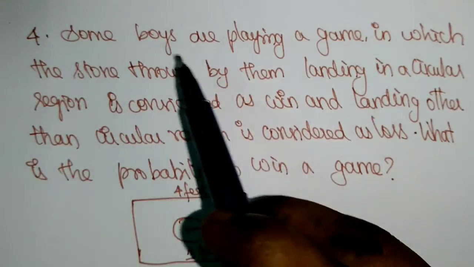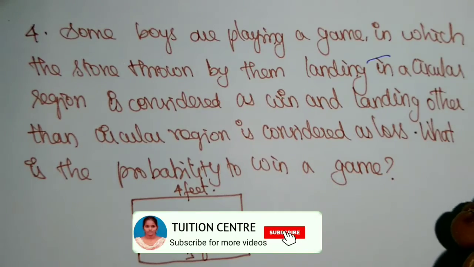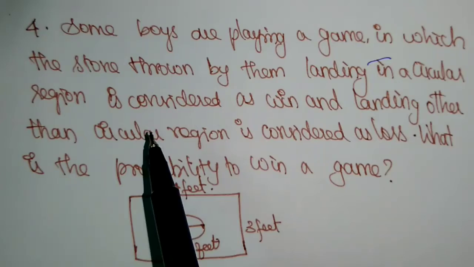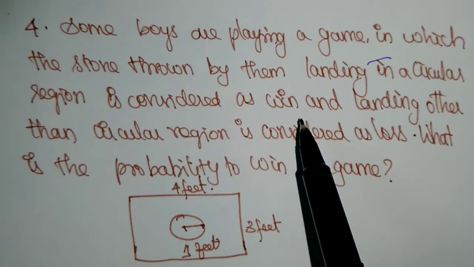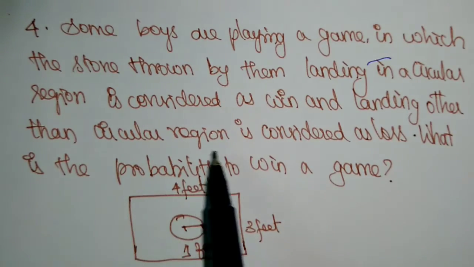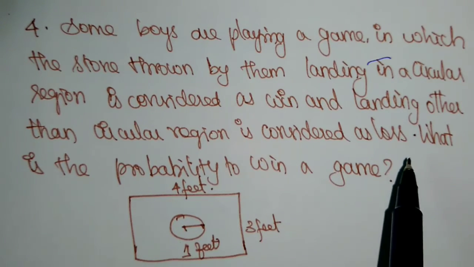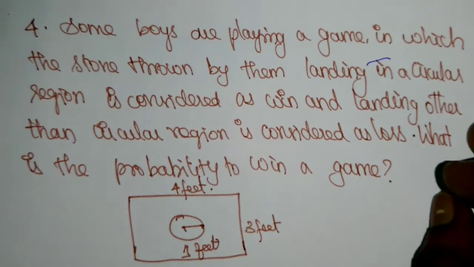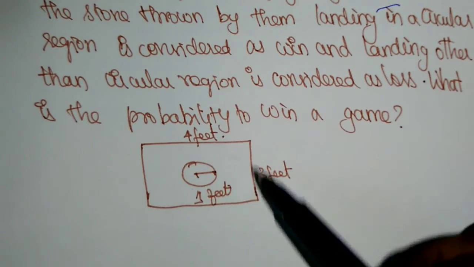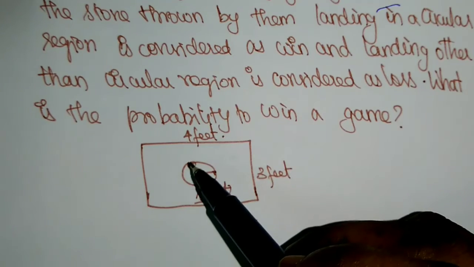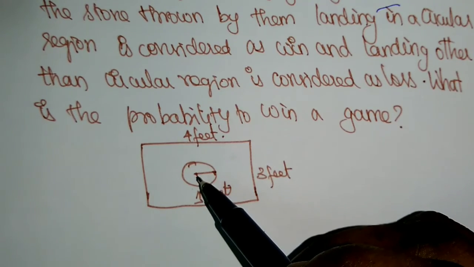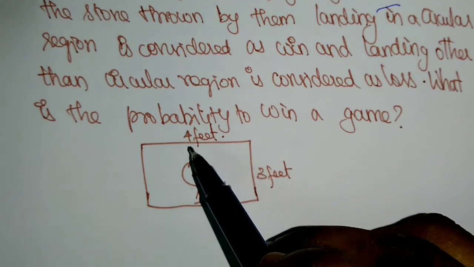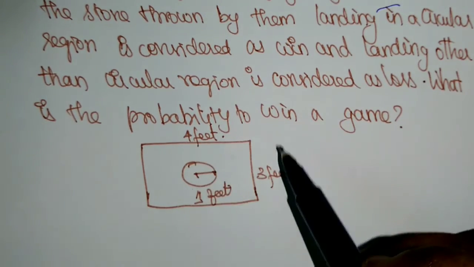Fourth problem, some boys are playing a game in which a stone thrown by them landing in a circular region is considered a win and landing other than the circular region is considered a loss. What is the probability to win the game? Here the given picture is a rectangular surface. In the center we have a circular portion. It has a radius of 1 foot and the rectangle has 4 feet length and 3 feet breadth.